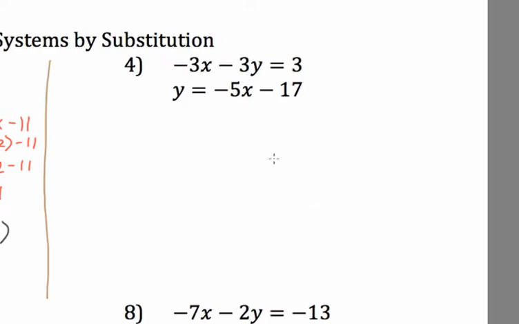Number 4, another nice one. I call it a nice one because they've already done step 1 for me. I already have a y equals equation. So now I can move right to step 2, which is the substitution step. I'm going to take the y equals stuff and sub it into the other equation instead of the y. So I'll rewrite this equation right here, negative 3x minus 3y, but take out the y, and instead put in the stuff that we know y is equal to, negative 5x minus 17.